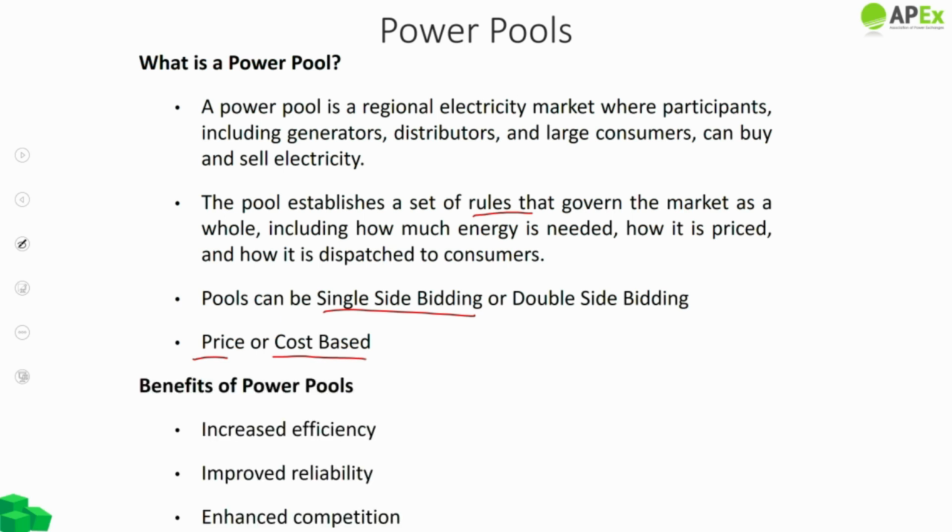Now the benefits of the power pools. The first benefit is increased efficiency. By pooling resources, power pools can ensure that electricity is generated and delivered where it is needed most, reducing overall system costs. The second benefit is the resultant improved reliability. Power pools can help to maintain system reliability by providing a mechanism for sharing reserves and responding to unexpected outages, as all the resources are pooled together and in control of the central authority.